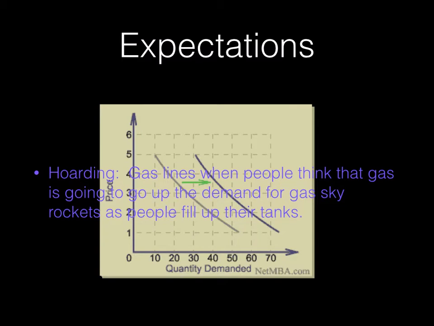So you need to make sure that you understand that you can change the demand by looking at tastes and preferences, number of consumers, the price of related goods, and there are two types, substitutes and complements, income, make sure you understand what an inferior good is, and then your expectations.